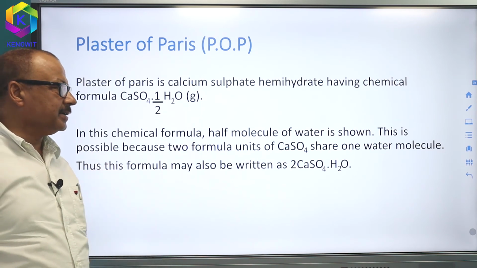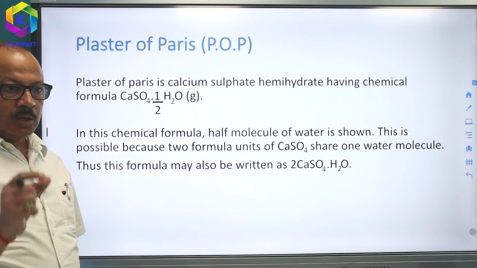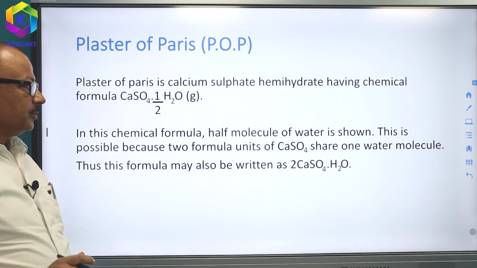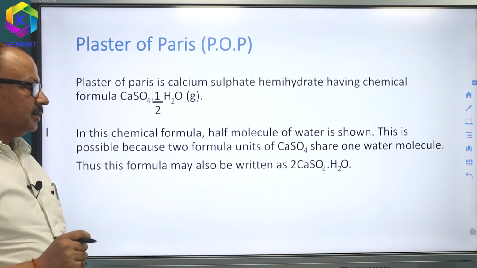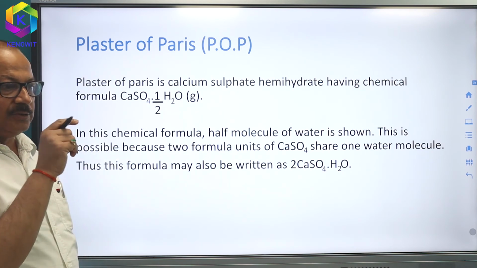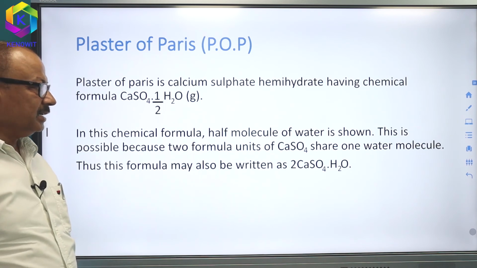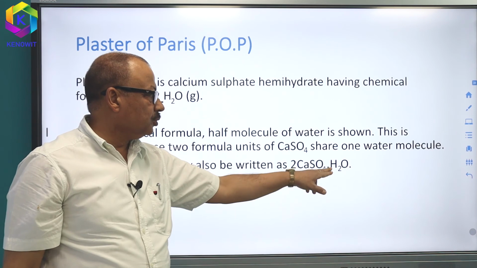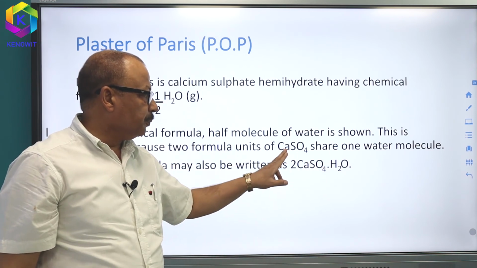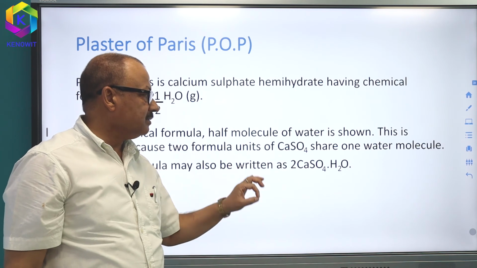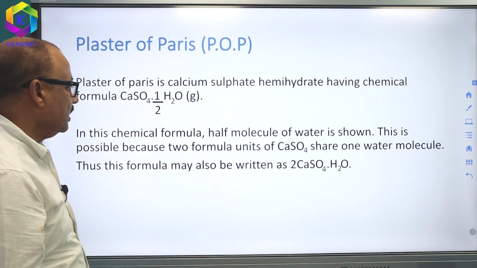Half a molecule of water is possible because one formula unit of calcium sulfate does not combine with one molecule of water. Basically, two formula units of calcium sulfate combine with one molecule of water. So 2CaSO4 plus 1 water, so per formula unit, half water. So it is also known as calcium sulfate hemihydrate.